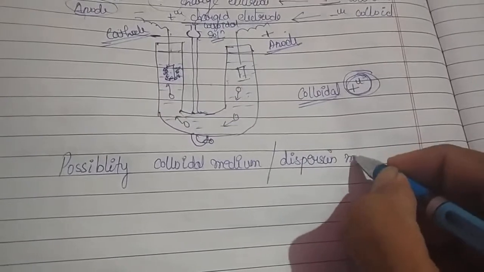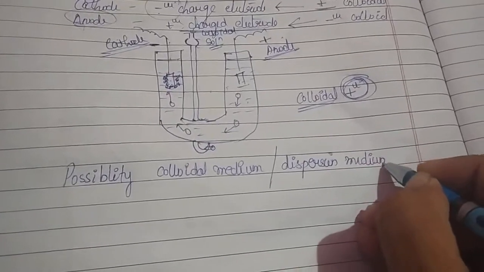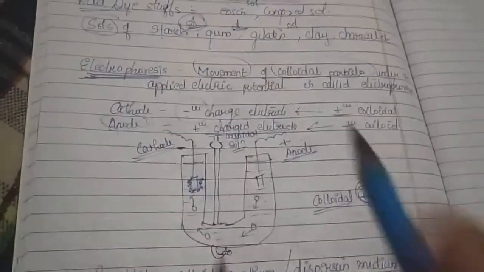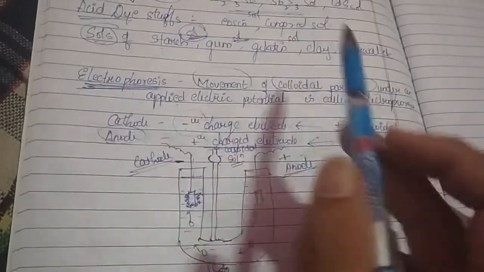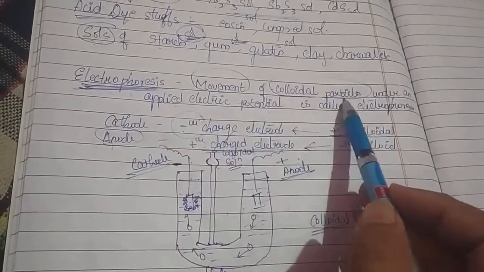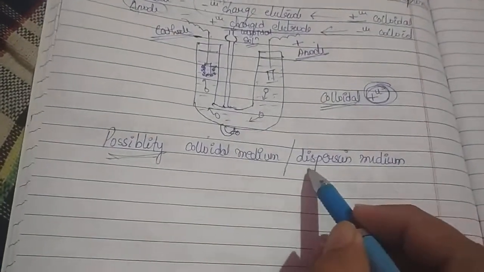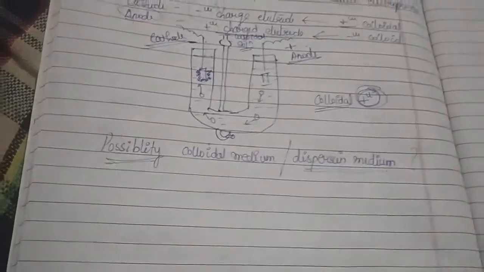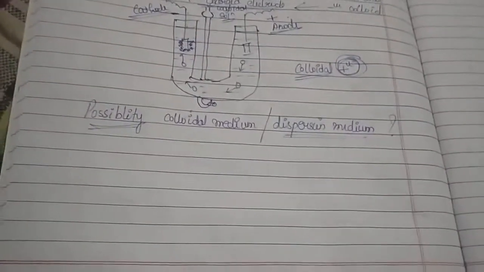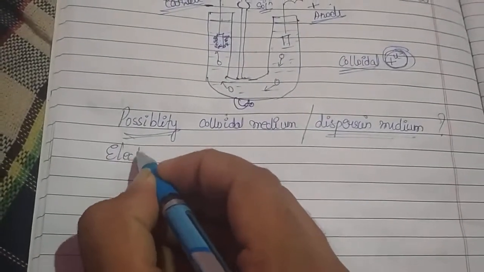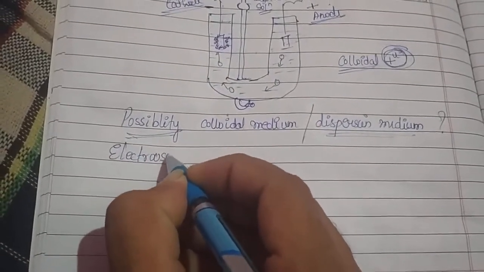Dispersion medium particles. A colloid has two phases, one is the dispersed phase and one is the dispersion medium. In electrophoresis, what is happening? There is a movement of your colloidal particle. Now when the scientists thought, is there any possibility to move your dispersion medium particles, they came to a conclusion: yes, we can do it. So that was studied under the concept of electro-osmosis.